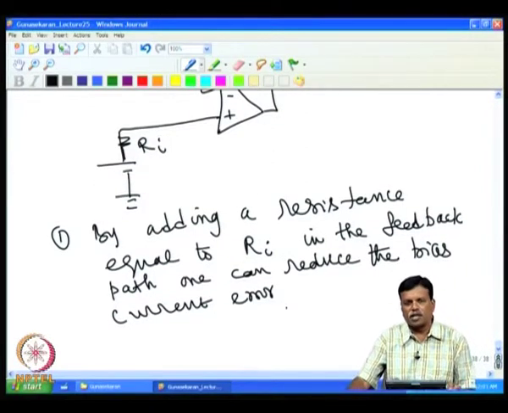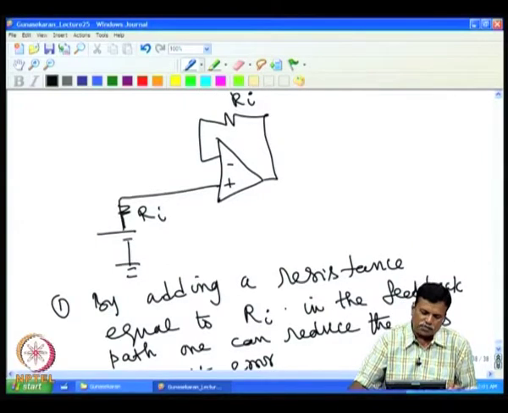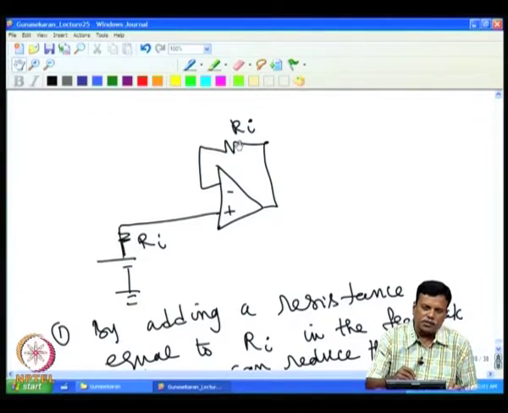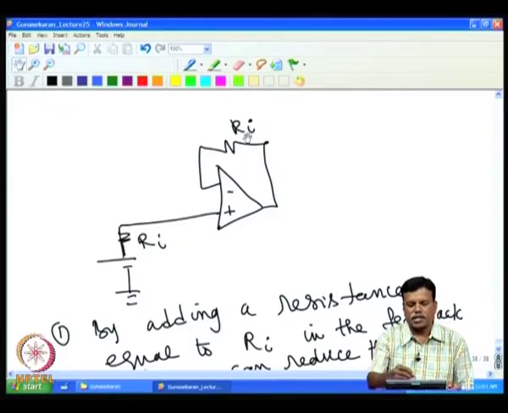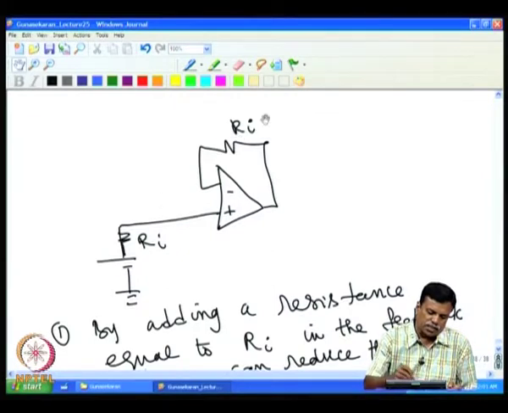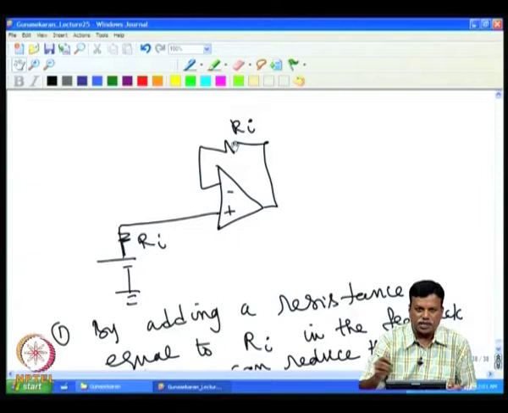However, we can only reduce it, we can't make it 0, because there are two problems in this. One, it is not easy to find a value of RI which is equivalent to the exact value of RI. We are not able to put it here, because the RI itself may be changing from transducer to transducer. So, it is not easy for each transducer to find the RI and put in the exact value, but nevertheless the order of magnitude of error can be reduced by connecting more or less equal value of RI in the feedback path.